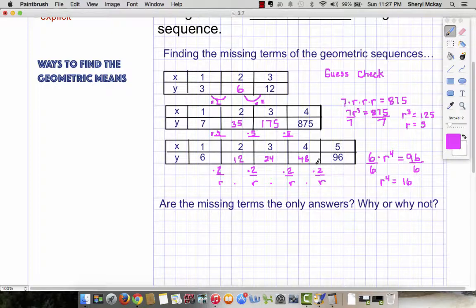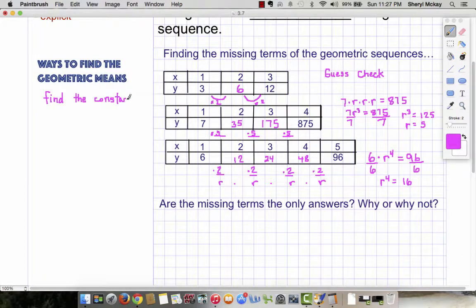So there are some ways to find those geometric means. One way is to do just what we did. What we're looking at is the number of constant ratios, and whatever that number of constant ratios is, we know that we have to find, first of all, the constant ratio.